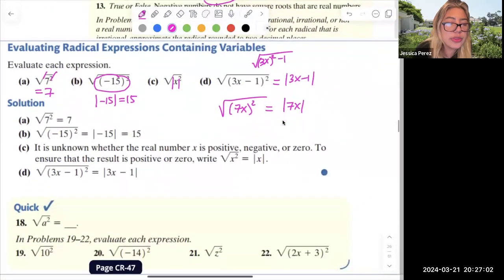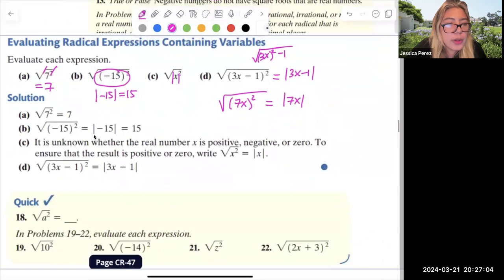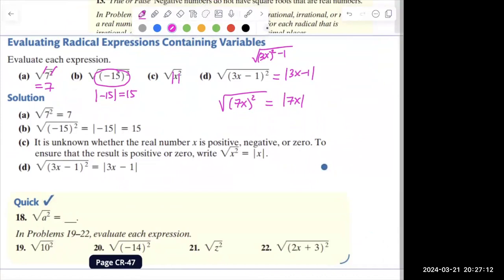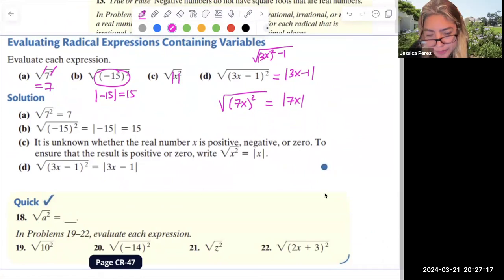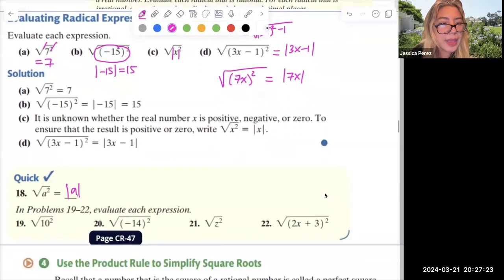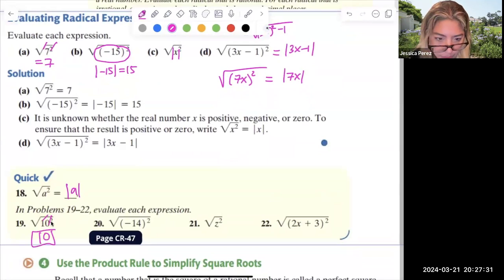So let's do the quick checks. What would be the answer for number 18? Be careful. What would be the answer there, Nick? The absolute value of A. Yes, the absolute value of A. Excellent. What about for 10? 10 is positive, so the square root and the square will cancel and we're good. The answer will just be 10.